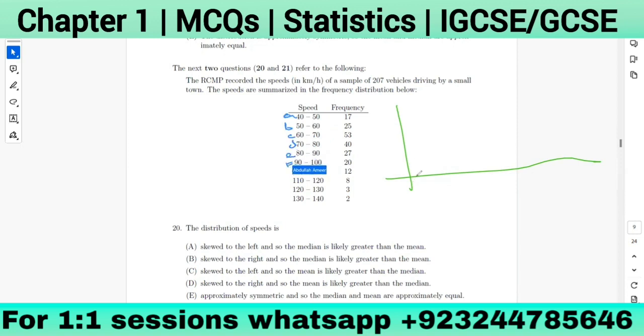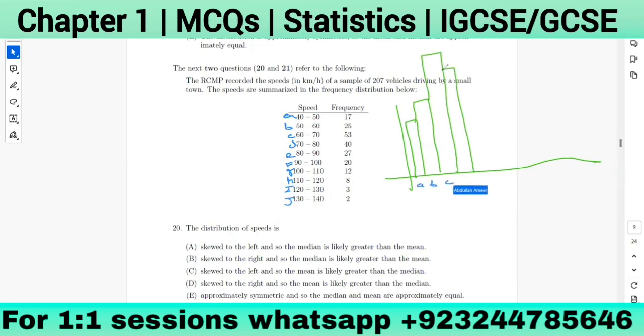Okay, the first one would be 17. Next is bigger than that, 25. Next is very bigger, 53. Then it's 40. Then it's 27, which is bigger than 25 but lower than 40. So it's 20, lower than this. It's 12, the lowest one so far. Then 8, then 3, then 2.